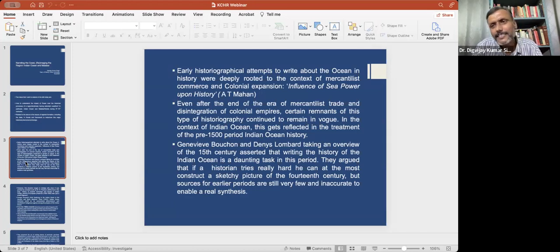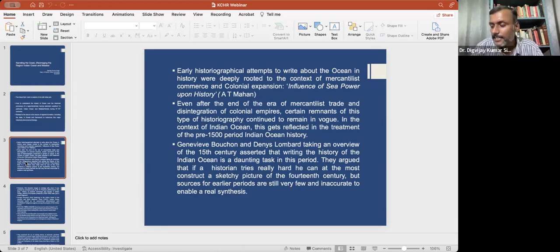A very characteristic example of this attitude among historians would be an essay written in 1987 by Denys Lombard and Geneviève Bouchon. They were writing in the volume India and the Indian Ocean, edited by M.N. Pearson and Ashin Das Gupta, and they were basically taking an overview of the 15th century period in the Indian Ocean with regard to India.